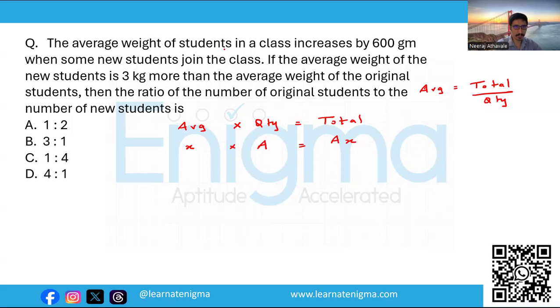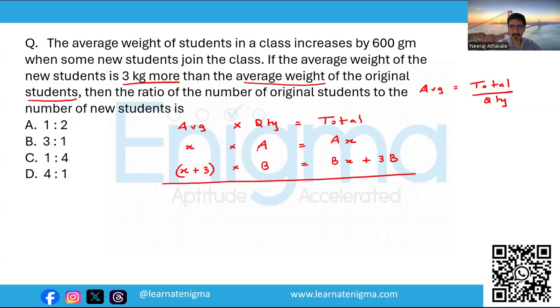Now the average weight of the students in a class increases by 600 grams when some new students join the class. If the average weight of the new students is 3 kgs more than the average weight of the original students. Now we have assumed the average weight of the original students is X. So the average weight of the new students will be X plus 3. Now again we don't know the quantity, so let's assume it as B. So therefore the total weight of the new students will be BX plus 3B.